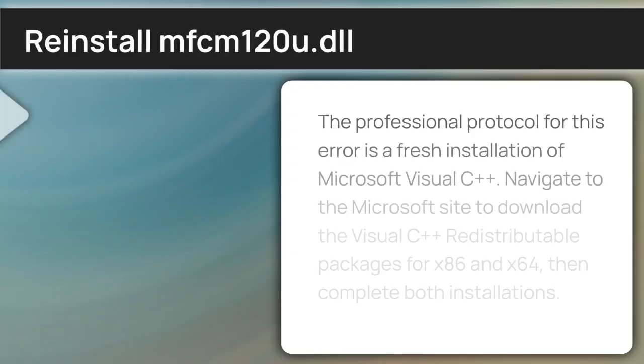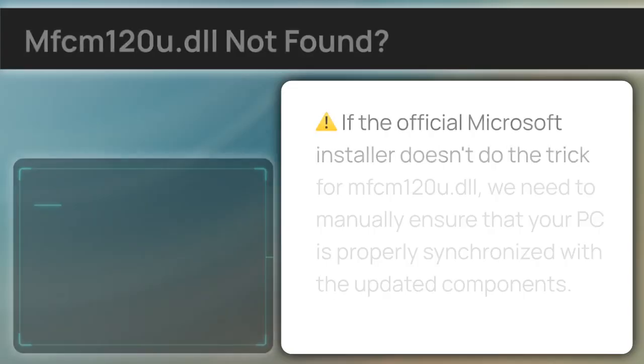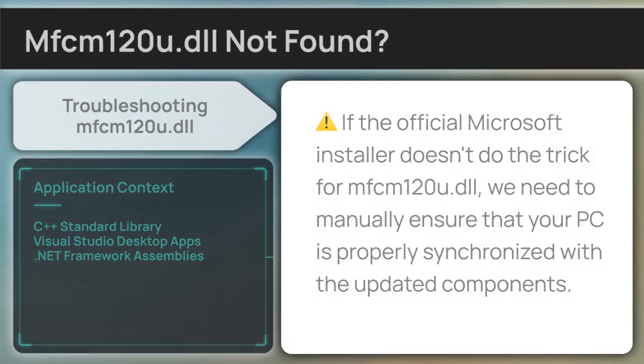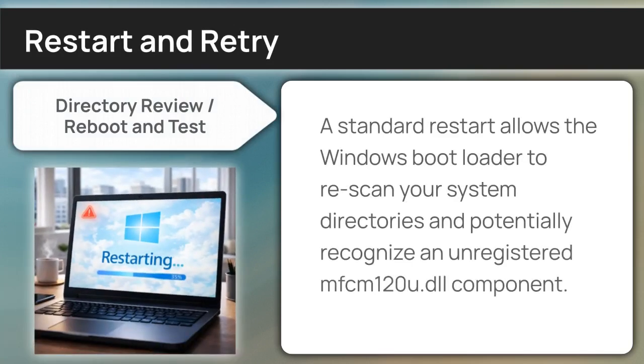The professional protocol for this error is a fresh installation of Microsoft Visual C++. Navigate to the Microsoft site to download the Visual C++ redistributable packages for x86 and x64, then complete both installations. If a standard reinstallation doesn't restore the library, we need to verify if the system environment is properly recognizing the new components. If your system has been running for an extended period, a reboot might be necessary to resync your background processes and clear any temporary locks on the Microsoft Foundation class Managed 120 Unicode Library file.